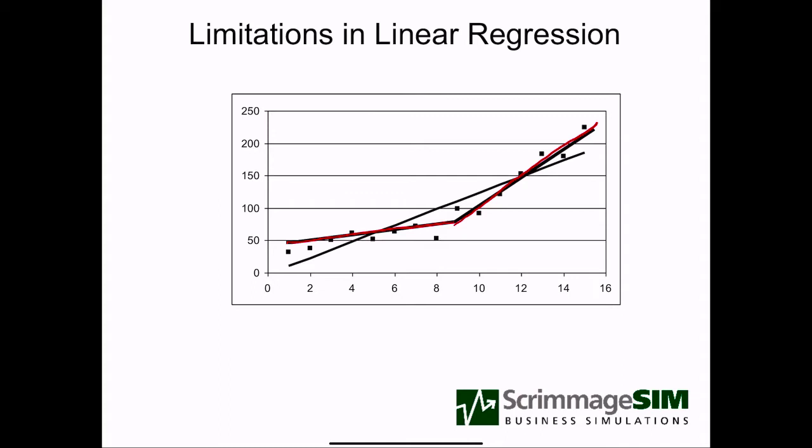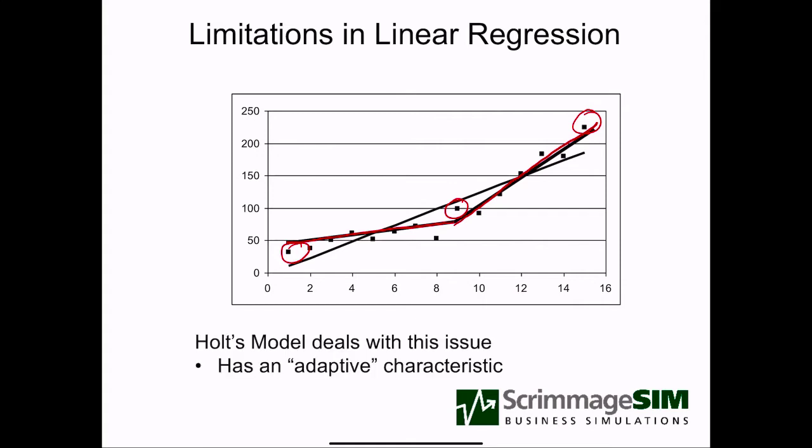The problem with regression is this data point, and this data point, and this data point all have the same impact on the regression line. What we want to do is have a way of forecasting where we can put more emphasis on newer data so that the model can adapt to changes in our data and changes in our pattern. Holt's model is that model which will have an adaptive characteristic. It's going to weight newer data more than older data, so it will adjust to a shift in the data like we have here. We'll see that.